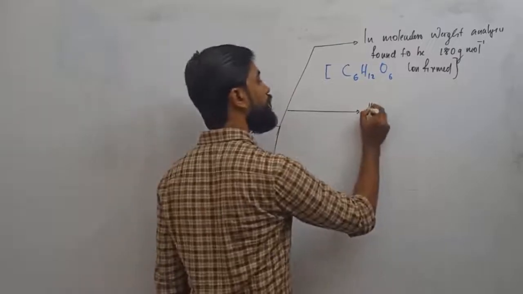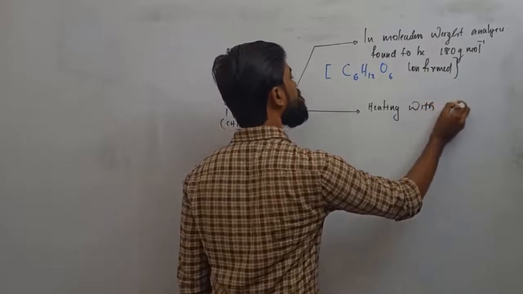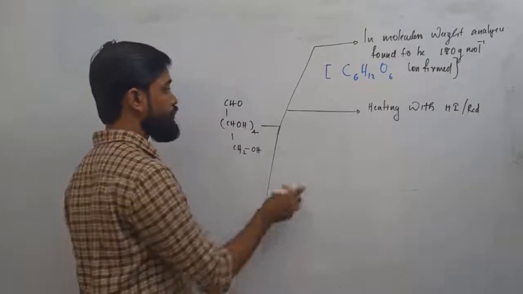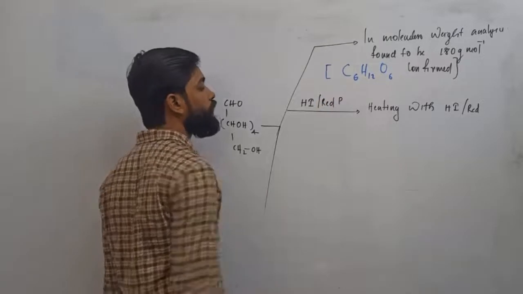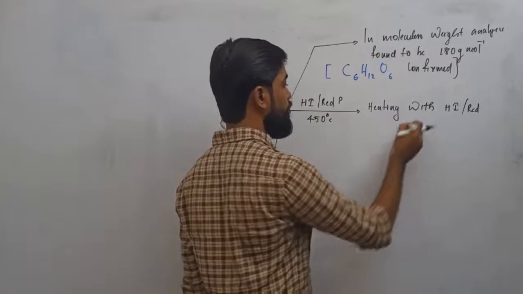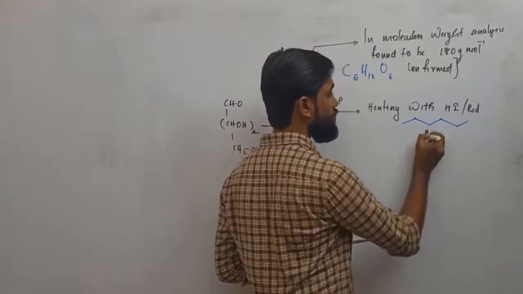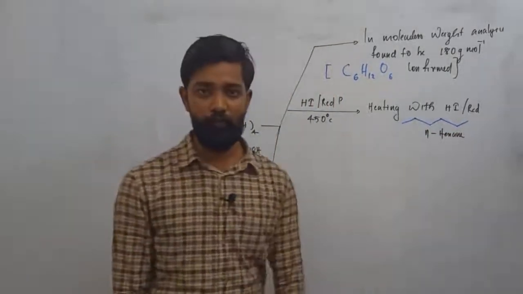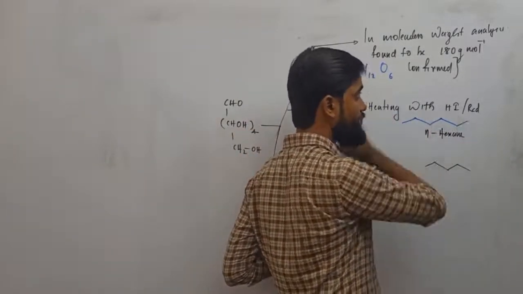The next is heating with hydrogen iodide and red phosphorus. That's a powerful reducing agent. When glucose is heated with HI and red phosphorus, nearly at 150 degrees Celsius, glucose turns to normal hexane, which means all the functional groups are reduced to alkane. The alkane is normal hexane, not isohexane. We already know that there are 6 carbons.